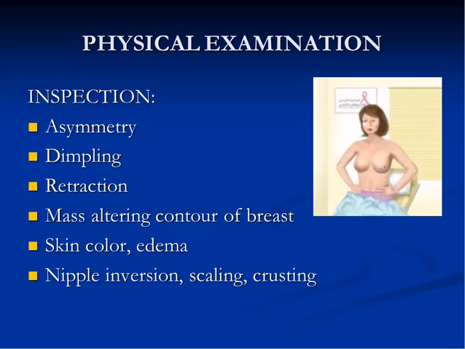Physical examination of the breast should begin with inspection in the sitting position. Look for evidence of asymmetry, although a small amount of asymmetry between the breasts is common and normal. Also look for dimpling of the skin, nipple retraction or inversion, skin color changes, and other abnormalities.